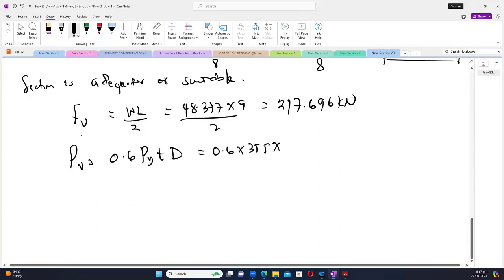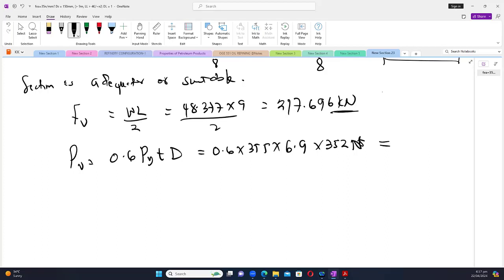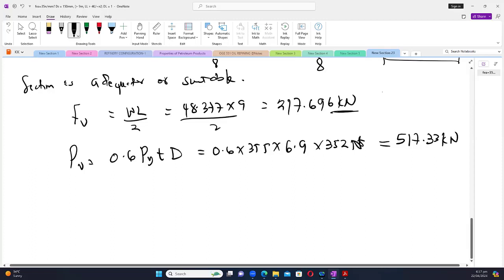Okay, so 0.6 times 355. Did I give you T? I gave you small t, right? It was 6 point something. 6.9. So all this will be in newtons currently. And then D was 352, right? Whatever we have here will be in newtons. So for us to compare with this, when we are done, we divide by 1,000 to take it to kilonewtons. The 517.33 kilonewtons. Okay?